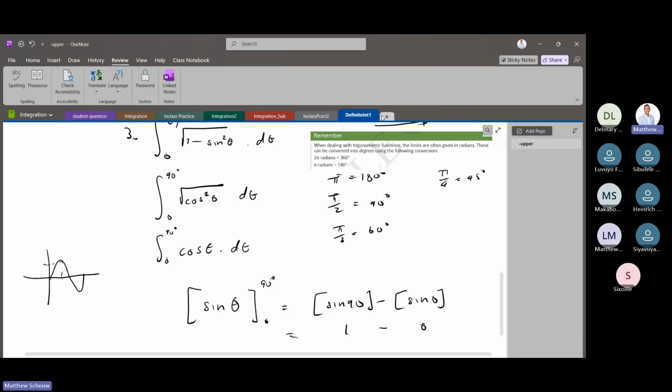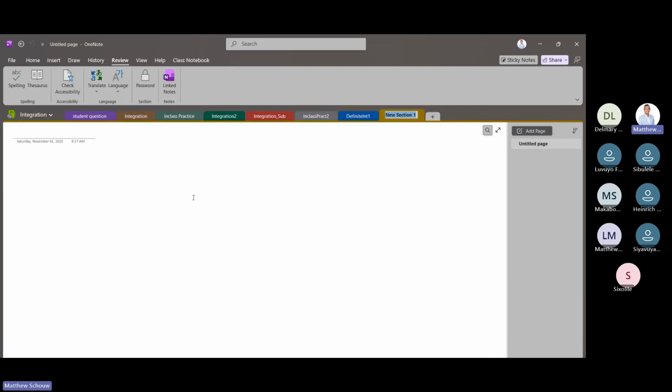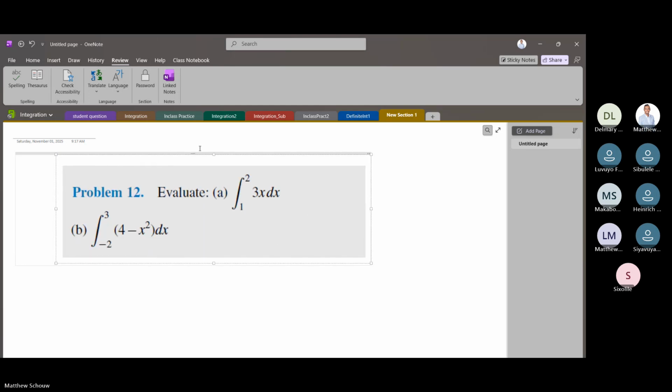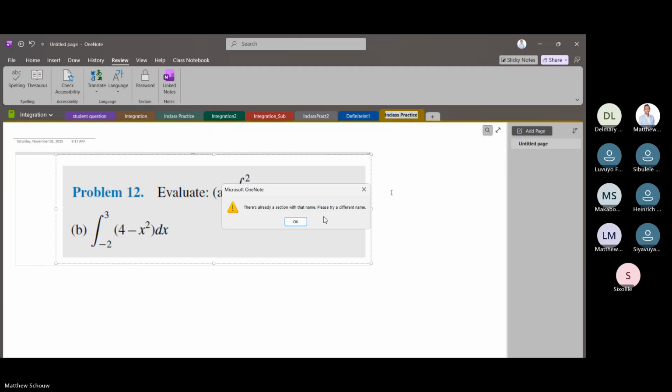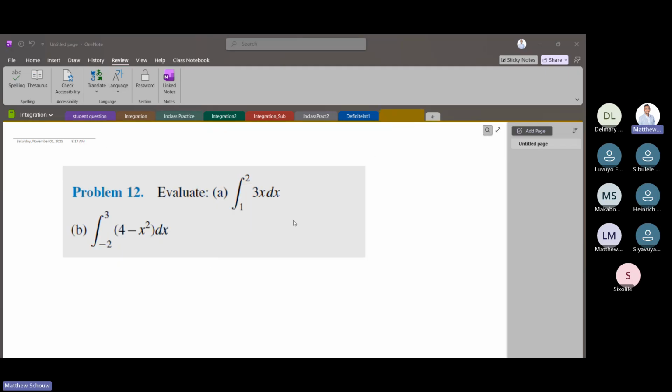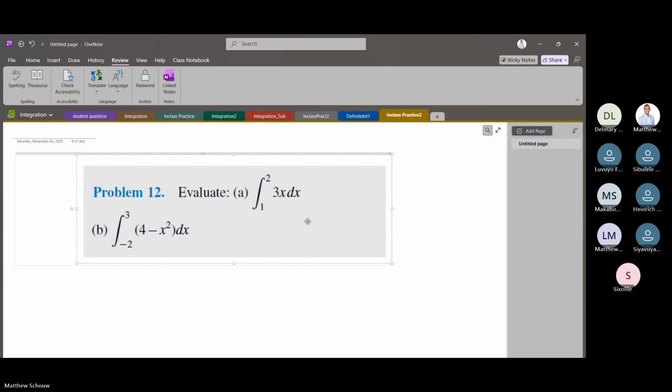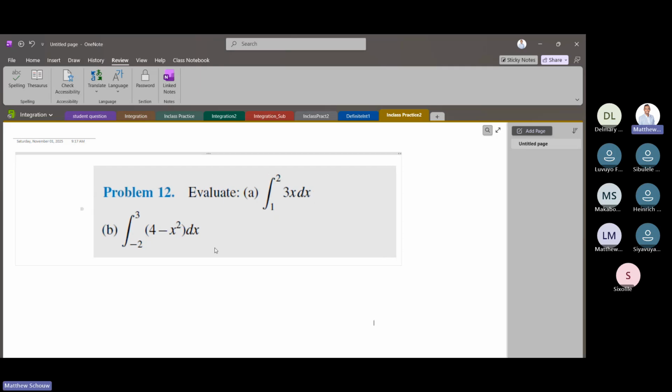Here we go. Try these ones. What I'll do is paste a solution afterwards. So here we go. You know this, yeah. Do these two for me.